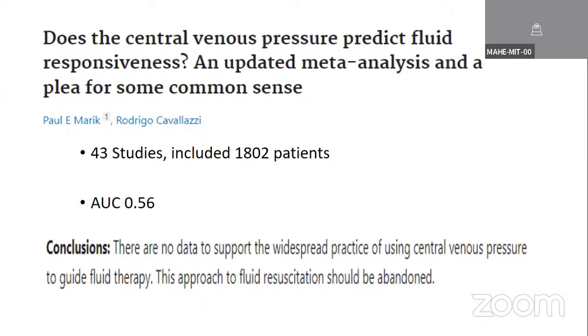A meta-analysis was presented by Marik. He compiled 43 studies, included 1800 patients, and showed the area under the curve was only 0.5 for predicting fluid responsiveness with the use of CVP. So he concluded that there was no data in support of the widespread practice of using CVP to guide fluid therapy.